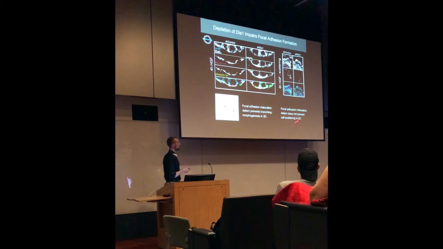So we concluded that focal adhesion maturation is not really needed, actually, for this kind of motility in 2D, but it seems to be explicitly required for branching morphogenesis in 3D, which was a really nice claim, I guess, to get to make, because focal adhesion maturation is such a well-defined process, which has been less well understood in 3D.